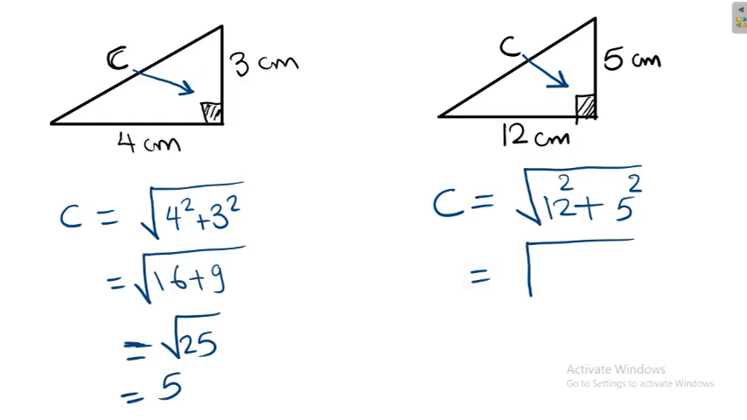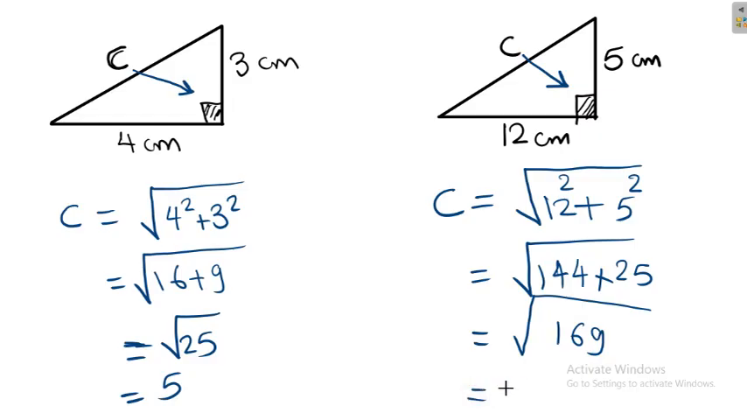Twelve squared is 144. I'll give you a list of squares and square roots at the end of the video. You can download it from the description. Okay? Plus 5 squared is 25. 144 plus 25 is 169. The square root of 169 is 13 centimeters.